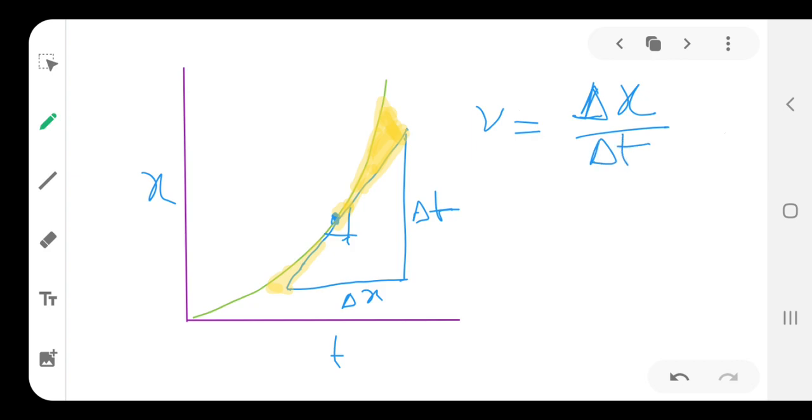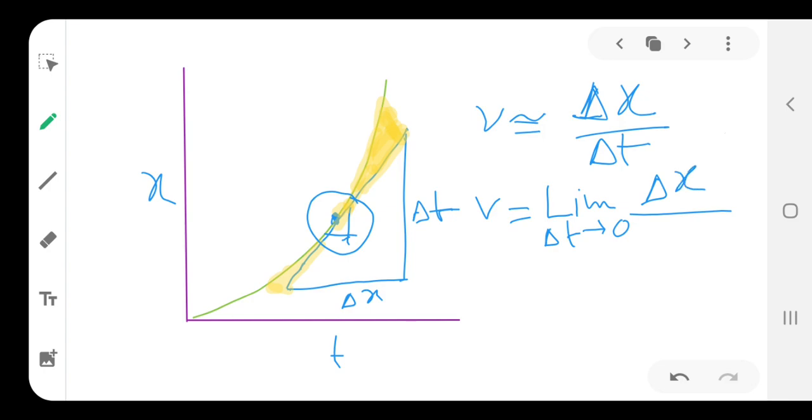But this is approximate, because we are not getting a precise value. So I am putting a limit. I want to make delta t nearly 0. So I am making this delta t small, so I will get a smaller triangle, right? So delta x by delta t. When I make this delta t very small, this whole thing is called differentiation. That is dx by dt.